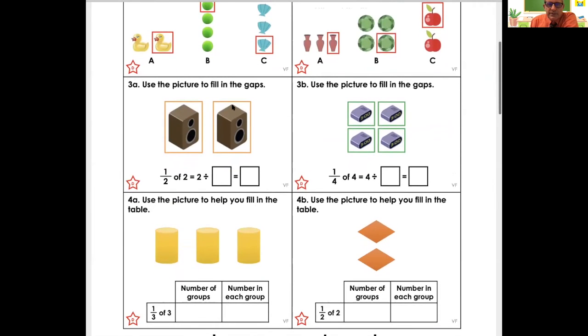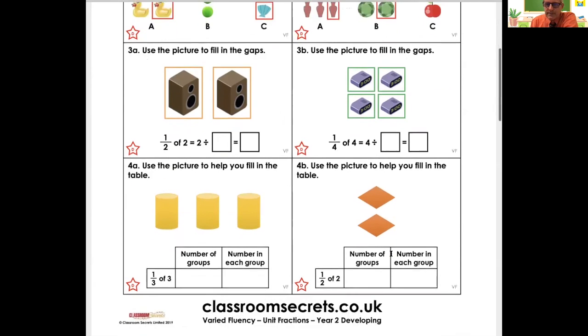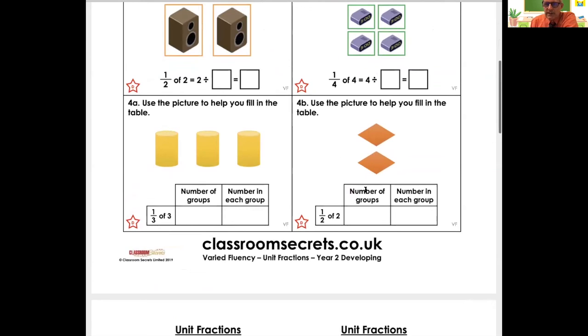Use this picture to fill in the gaps. Half of 2 equals 2 divided by 2 equals 1. Use a picture below for the gaps. A quarter of 4 is 4 divided by 4 equals 1. Use this picture to help you fill in the table. Half of 2: how many groups? There are 2 groups. And how many in each group? Cut it in half. 1.